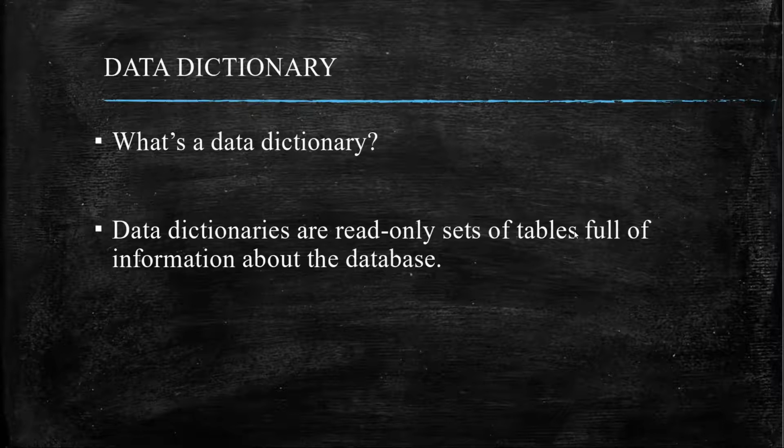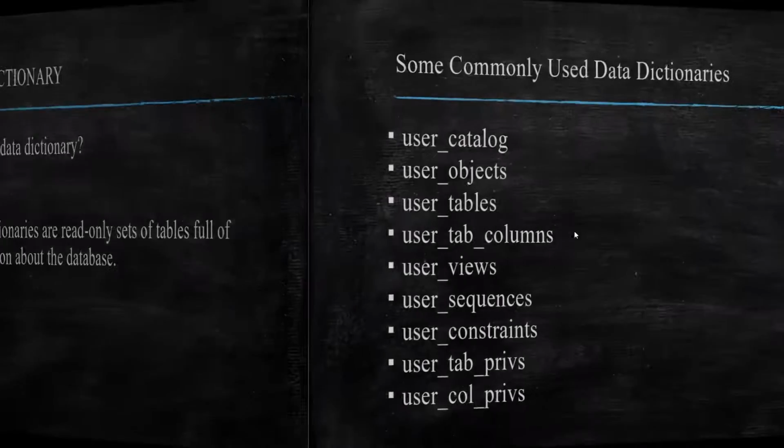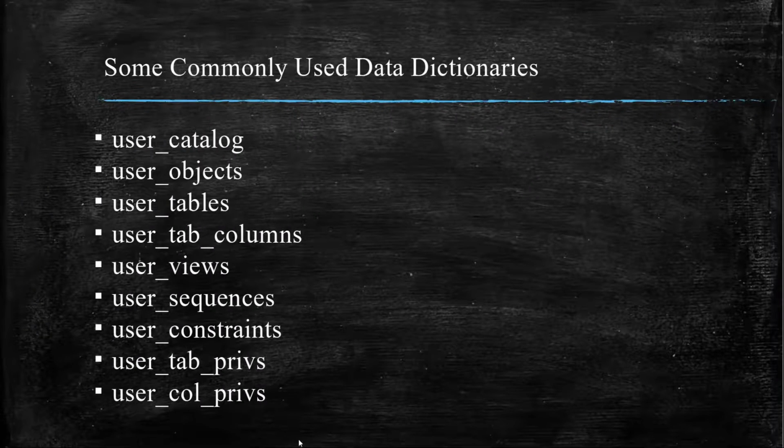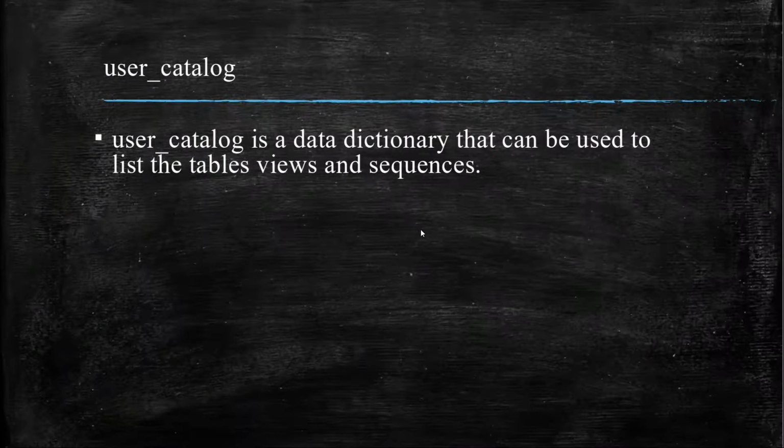So what's a data dictionary? Data dictionaries are read-only sets of tables full of information about the databases. Here are some commonly used data dictionaries like user_catalog, user_objects, user_tables, user_tab_columns, etc. And finally, we got user_catalog, which is a data dictionary that can be used to list the tables, views, and sequences.